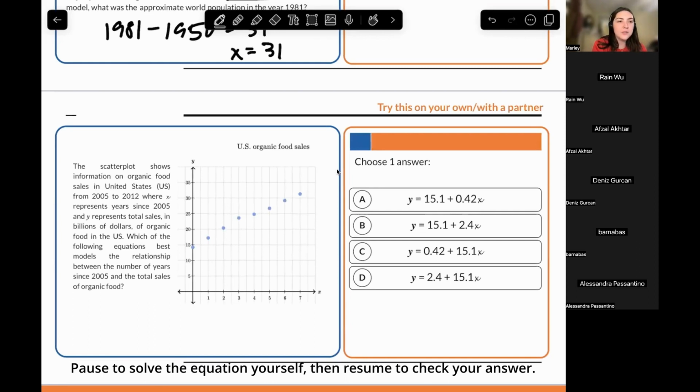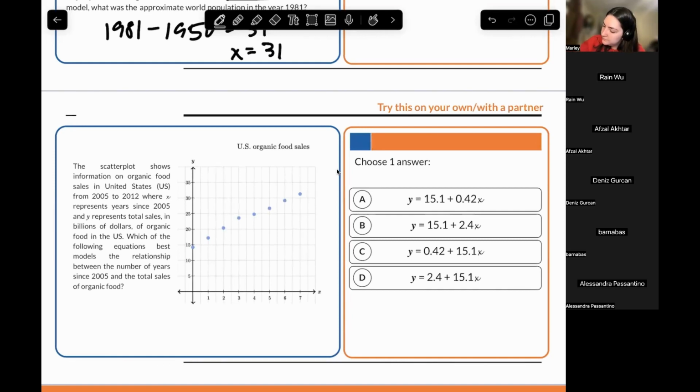All right, Alessandra, do you want to explain how you got your answer? Yeah, so I looked at the y-intercepts and I knew I could cross out C and D. And then I plugged in one of the points to see what would match, and it came out to be B. So I plugged in 4 and then I plugged in 5 and they matched. Yeah, exactly. So you could plug in 4, plug in 5 into both of those and try to see which ones match.